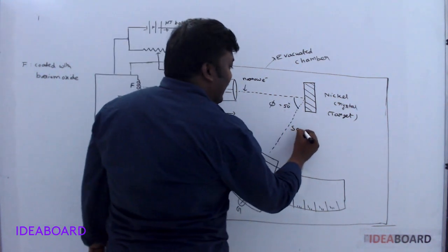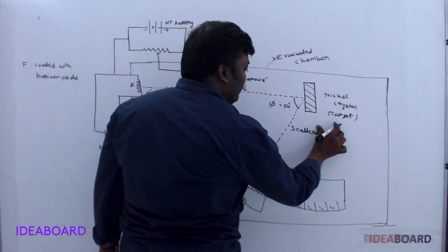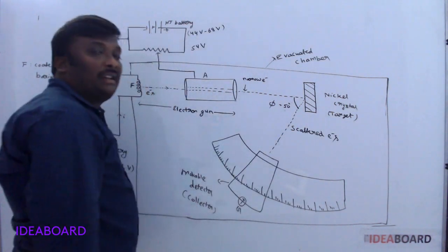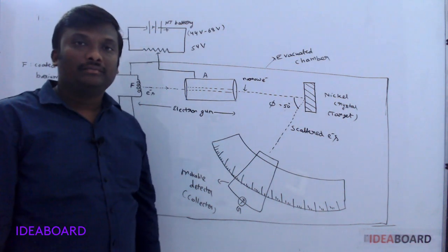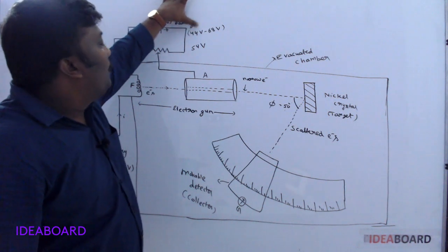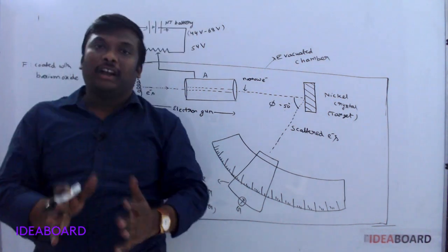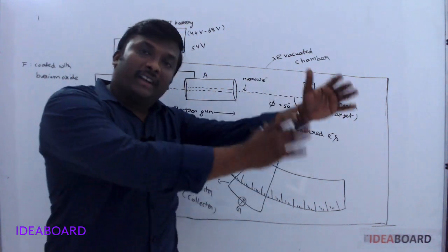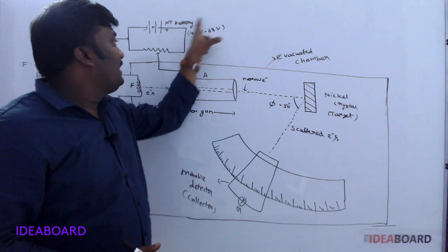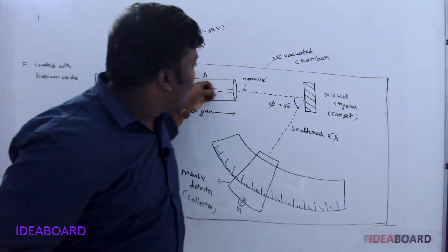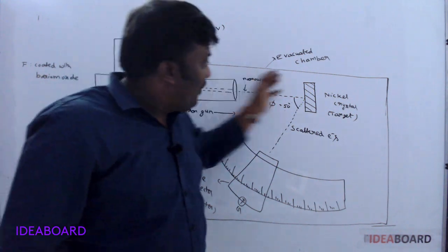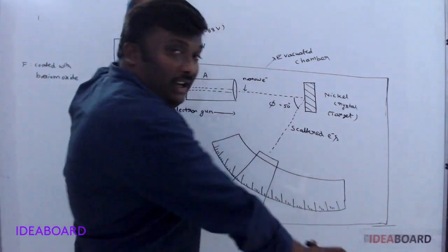Okay, these scattered electrons have more value in the galvanometer. Do you understand? The voltage ranges from 44 to 68. First they put 44, next 45, 46, 47, like that until 68 they change it. So whenever the potential is changed, the electrons which came from the electron gun will have more energy now. They strike the target and they are scattered in different directions.